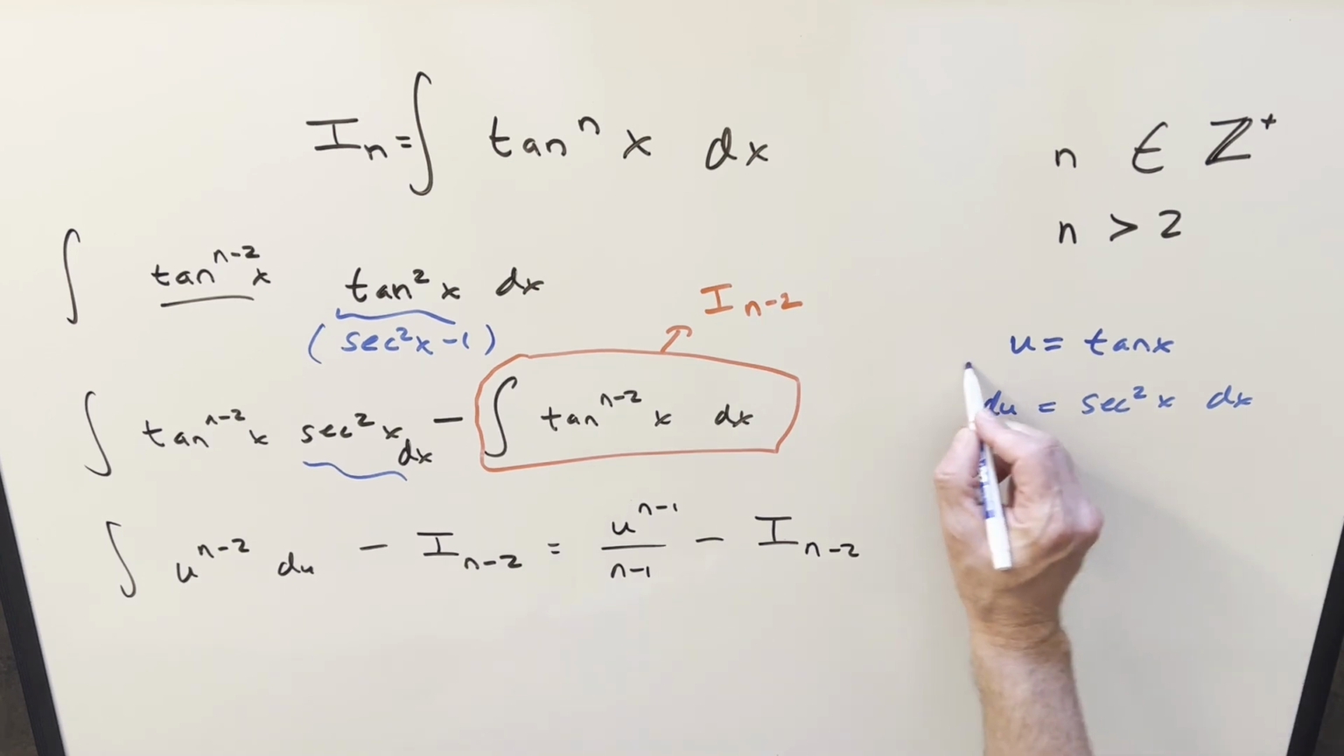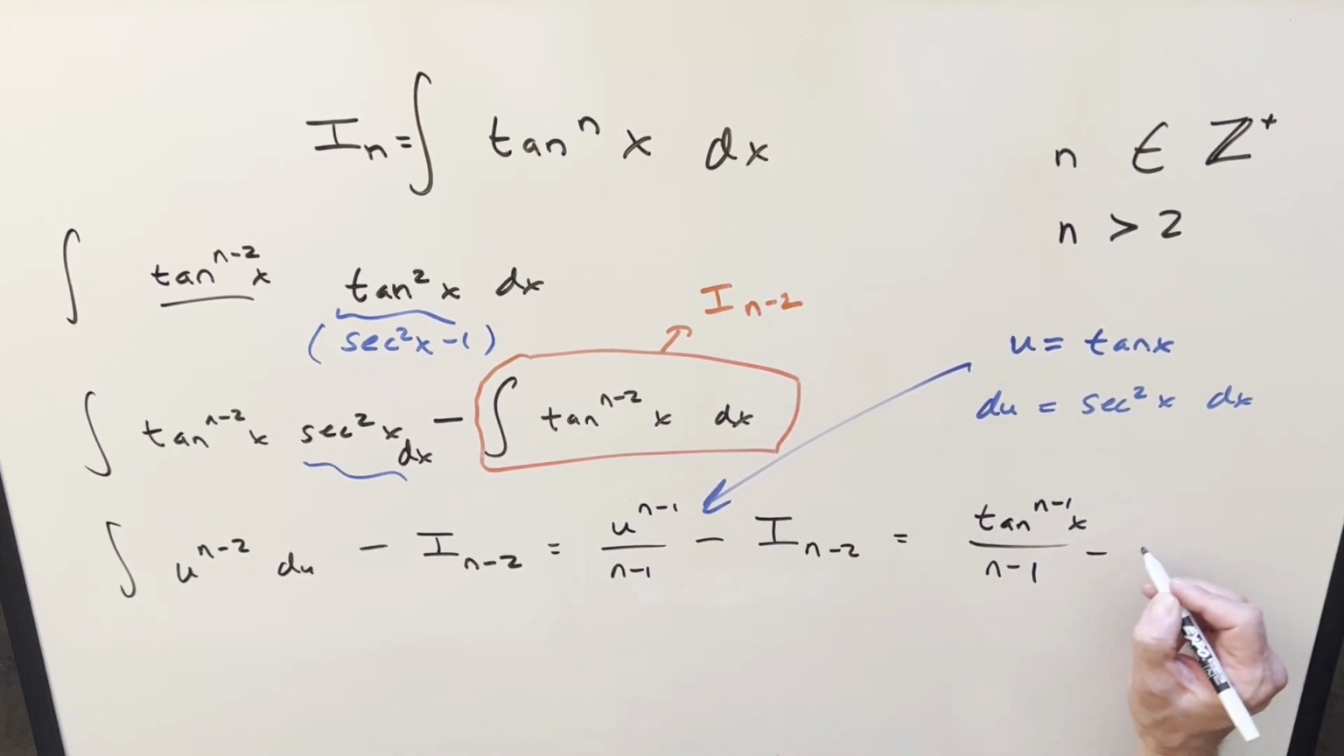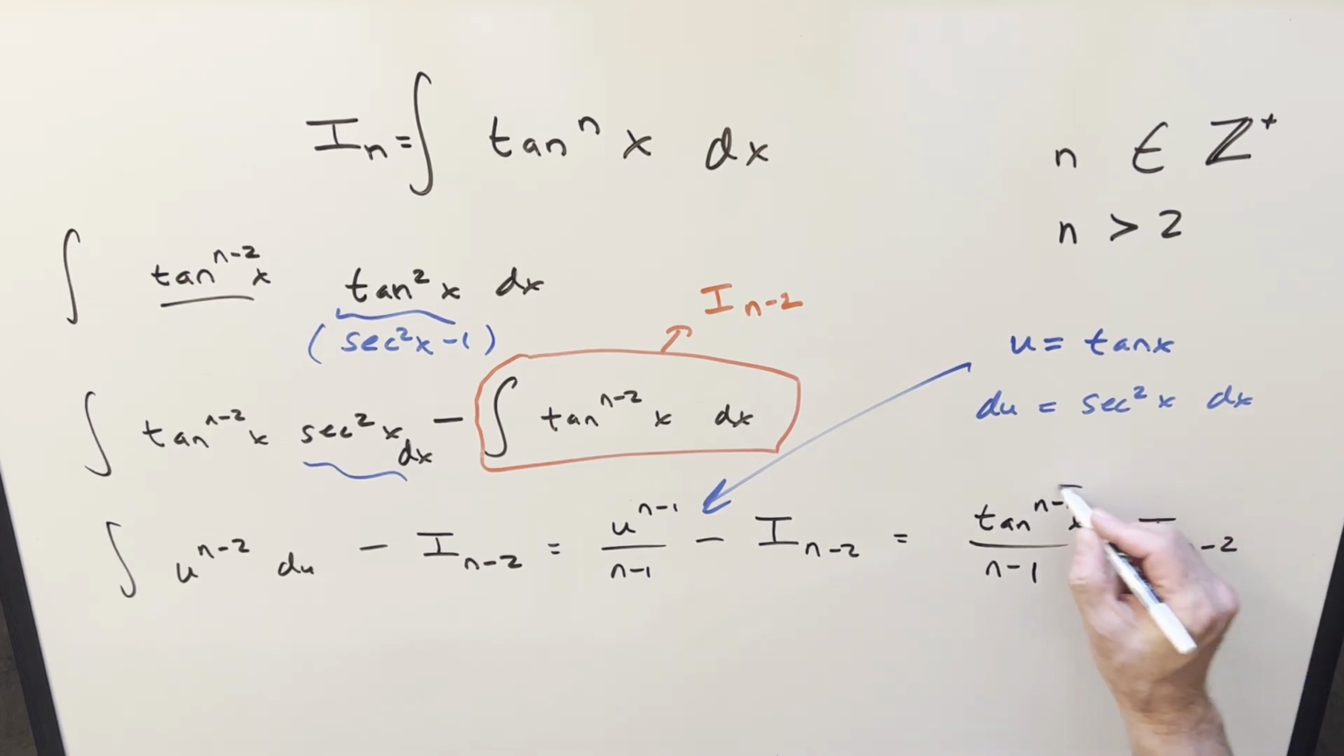And now all I need to do is back substitute in order to finish this off. So for my final solution, we have just tan^(n-1)(x) over n minus 1, minus I sub n minus 2. Skip the plus c on it, and that's it.